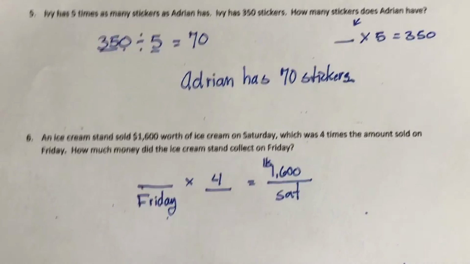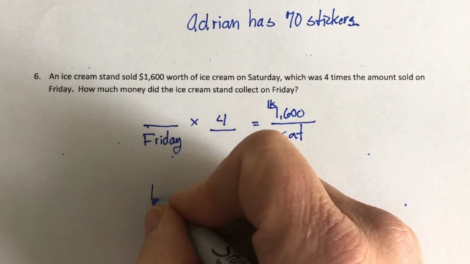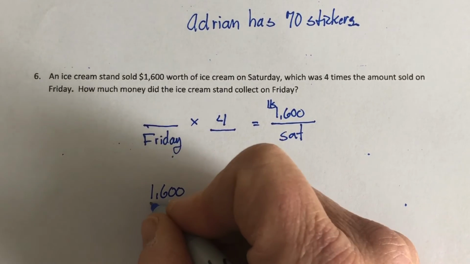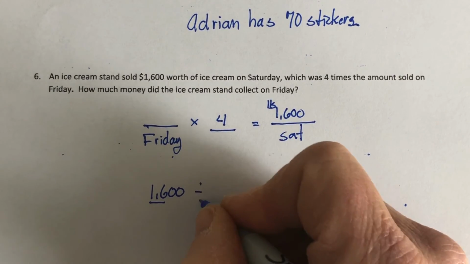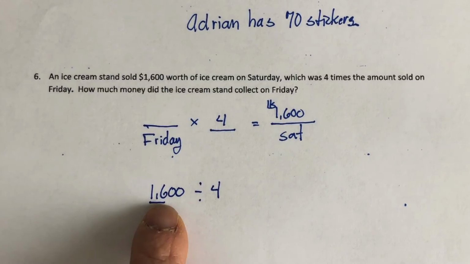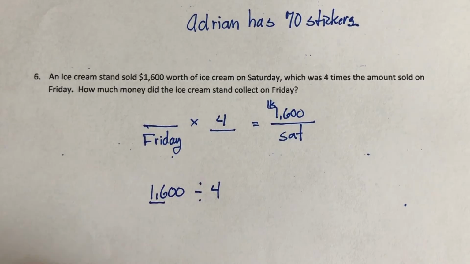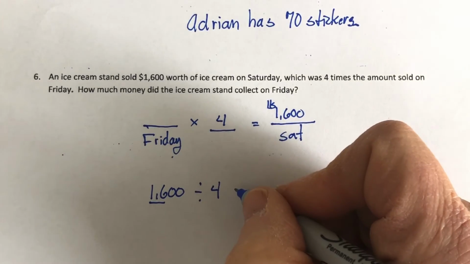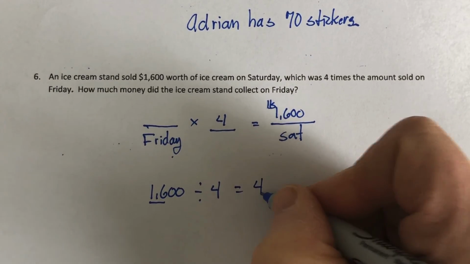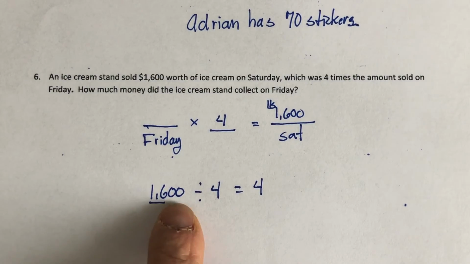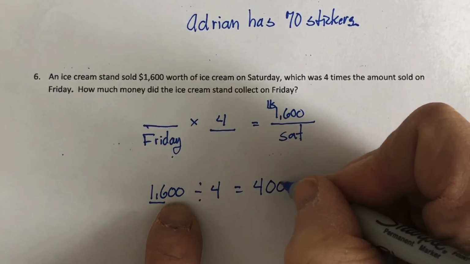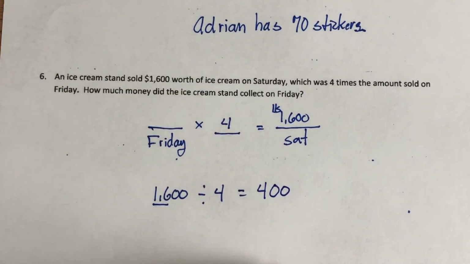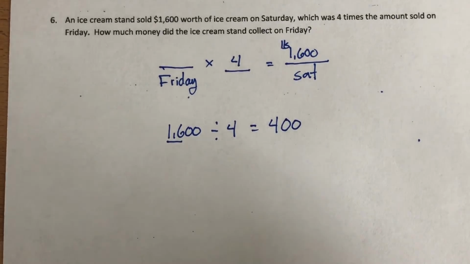So if I take this and say, all right, well, I'm going to say 1,600 divided by 4, right? See that? 1,600. I know 16 and 4 match because 4 times 4 is 16. That's going to give me 4, but it's not just 16, it's 1,600. So this comes out to be 400. So it looks like on Friday they had $400 in sales.